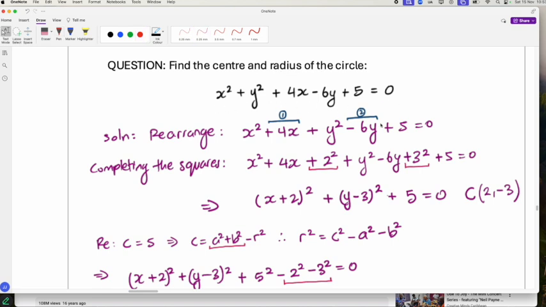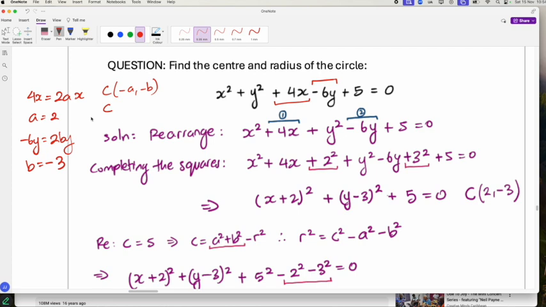Now, before I go into it, I could just watch this here and say, you know what? That is 2ax. So a is going to be 2. And this negative 6y stands for 2by. So b is going to be negative 3. And seeing that the center is negative a, negative b, the center will be negative 2, plus 3. You see, I find that just by looking at it.